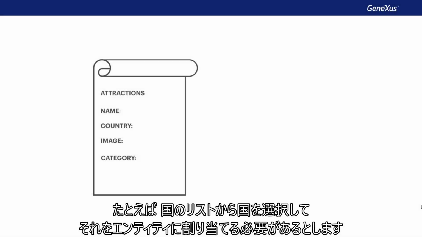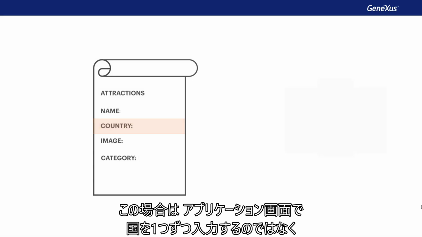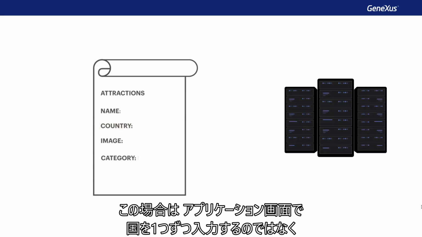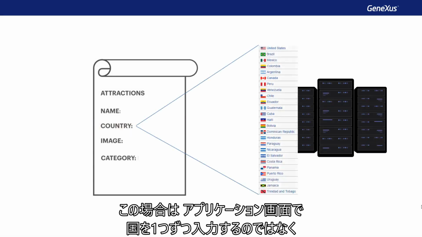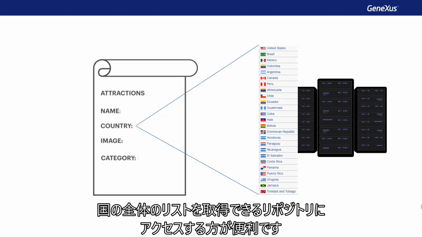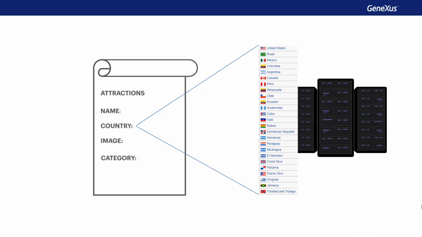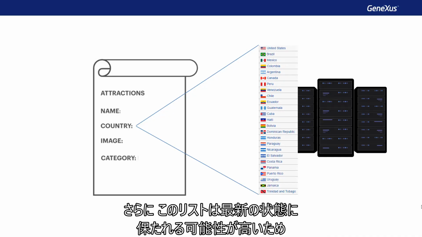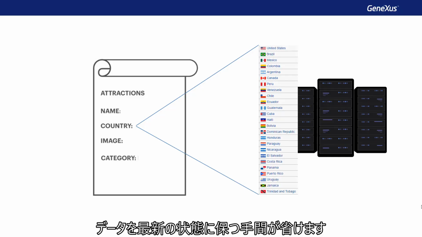For example, suppose we need to choose a country from a list of countries to assign it to some entity. In this case, it's more convenient to access a repository where we can obtain the entire list of countries, instead of entering them one by one through the application screens. In addition, this list will probably be kept up to date and will save us from having to keep the data up to date.